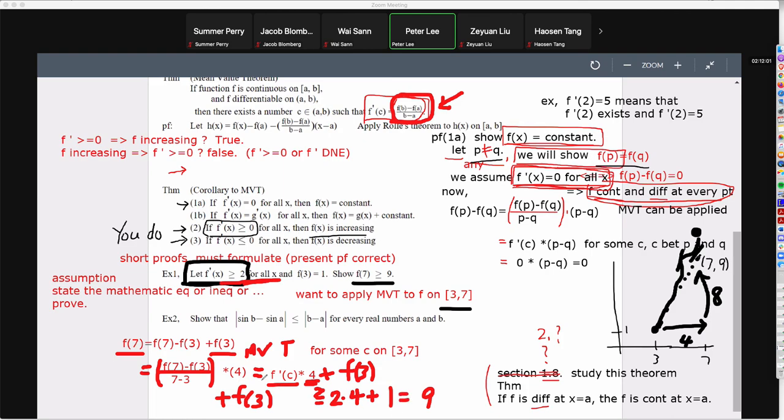What did it show? We have shown that f of 7 is greater or equal to right here, and greater or equal to 9 right here. So we have proven the statement.